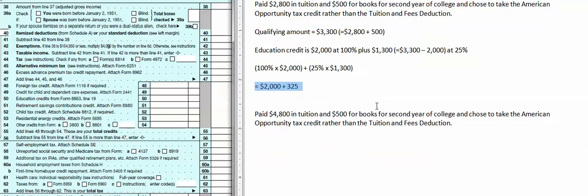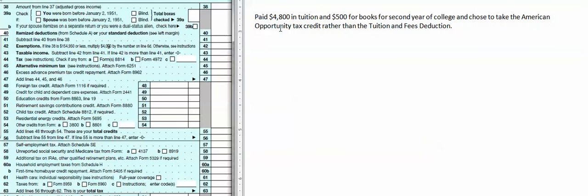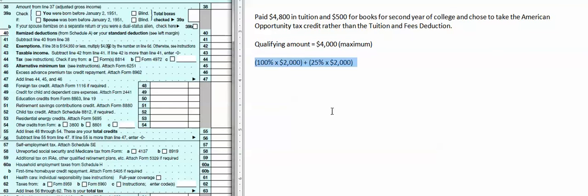Now what if you had paid $4,800 in tuition, fees, and course-related materials? Again, the maximum qualifying amount is $4,000. So the fact that you spent more than $4,000, that amount over $4,000 is not used in the calculation. The amount you get is 100% of the first $2,000, just like before, and 25% over $2,000, but up through $4,000. So that's that additional $2,000. And so your total credit, and that is the max on this, is $2,500 for an individual. And that's how you do the education credit.